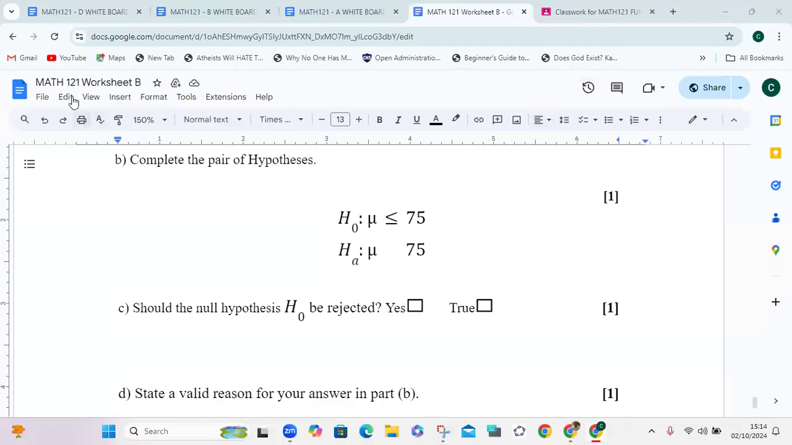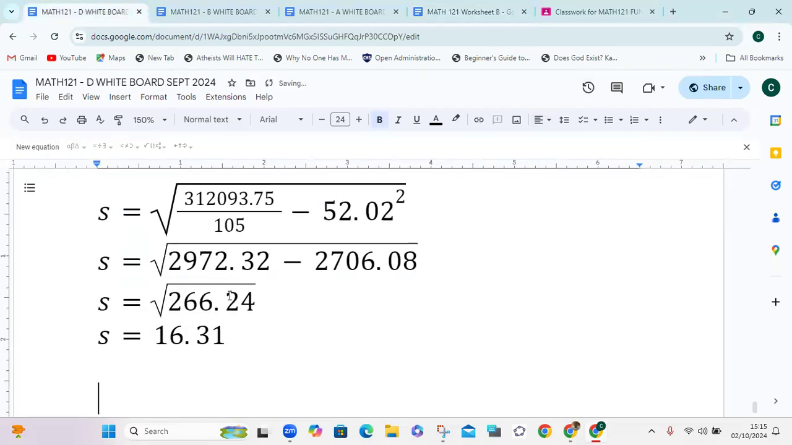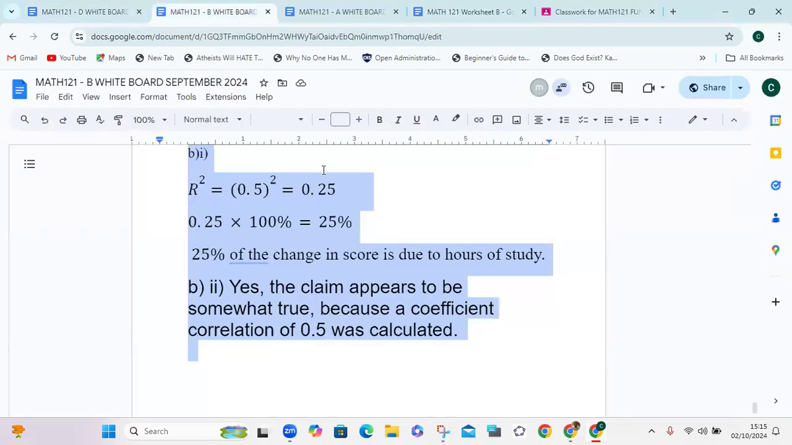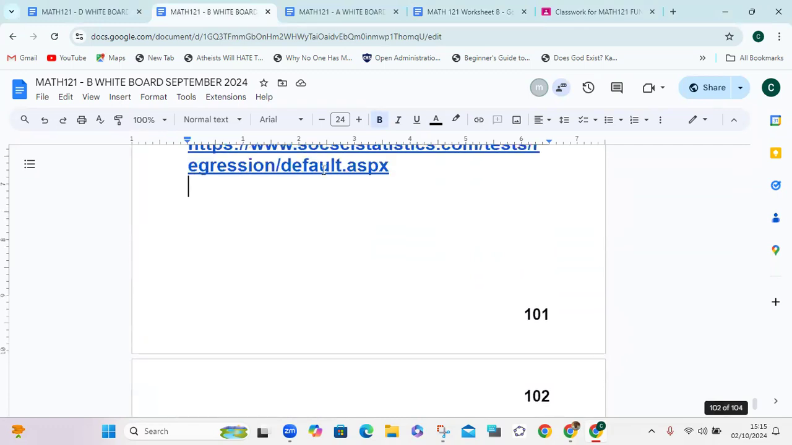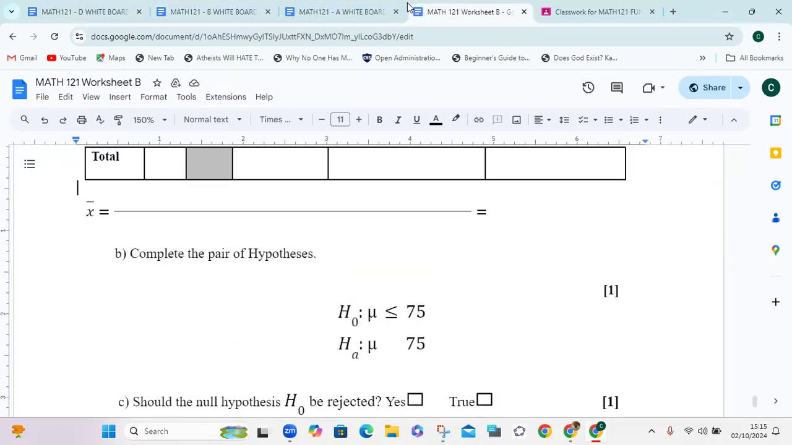Here we are going to discuss worksheet B, number 14, part B. It says complete the pair of hypotheses. And as you can see, the question started to do that for us. So let's go to worksheet B. Let's go to the claim.